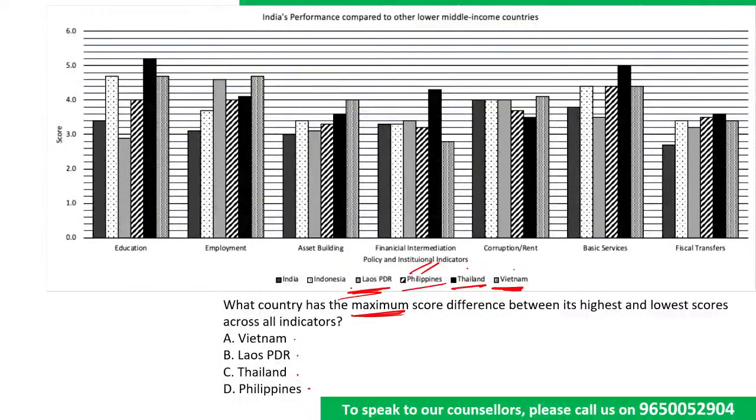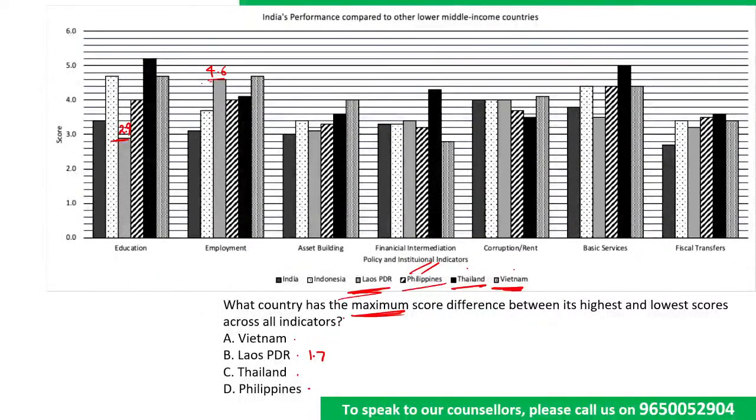All right, so let's do this then. We have maximum score difference. Let us check for Laos. Laos has its peak here, and the lowest, you see the values, this must be the lowest. So what is the difference? This is 4.6 and this one is 2.9. Isn't it 2.9? So the difference for Laos is 1.7.